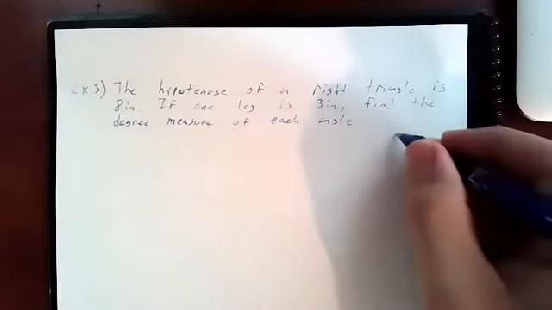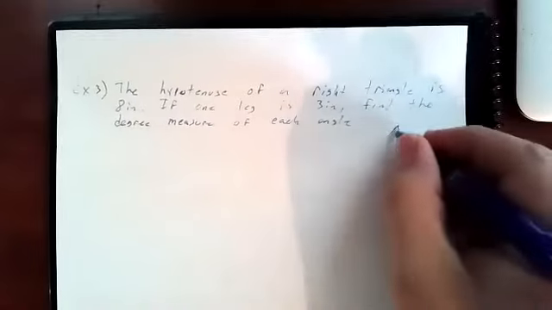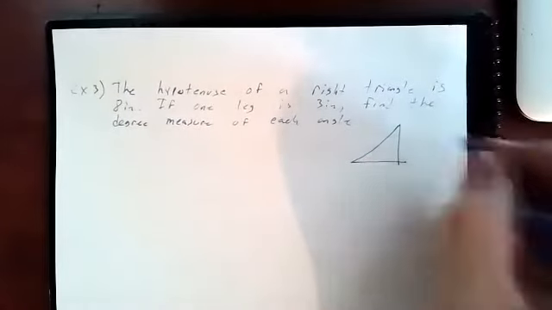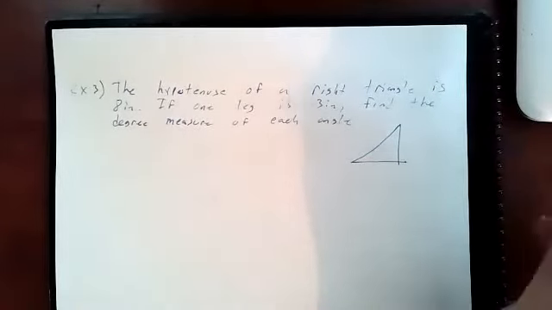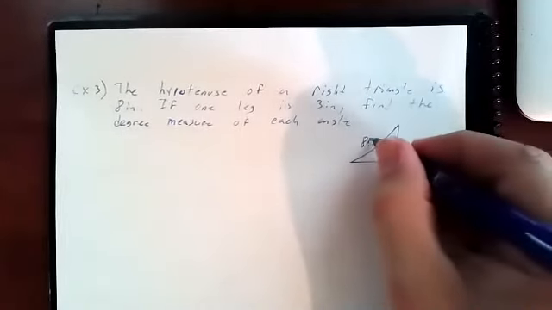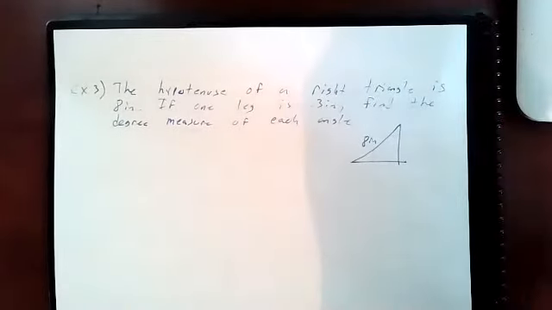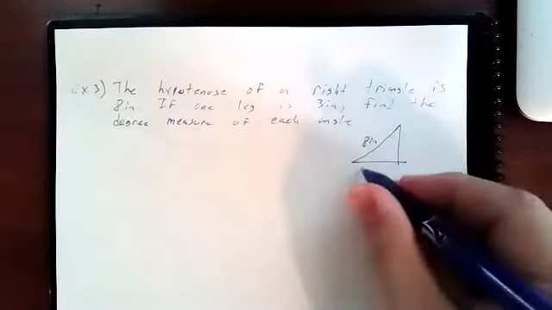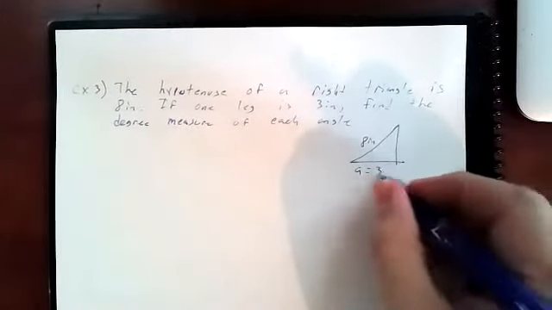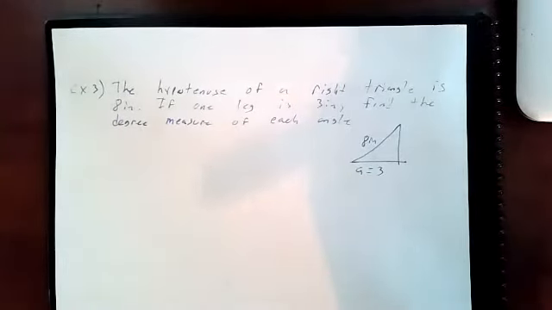Let's see here. So we have a hypotenuse of 8 inches, right? We have one leg equal to 3. I can choose either one because they didn't specify. I'll say A is 3.